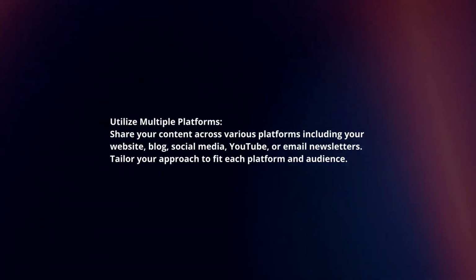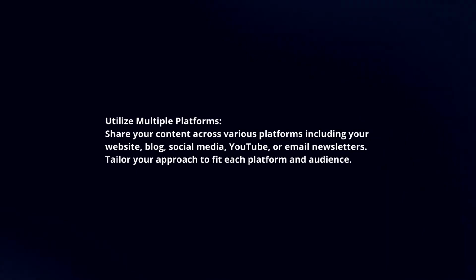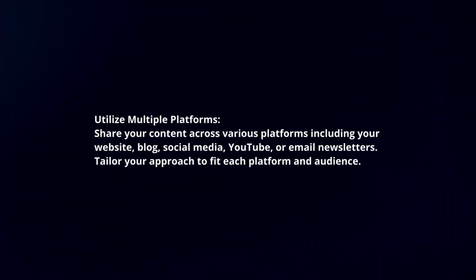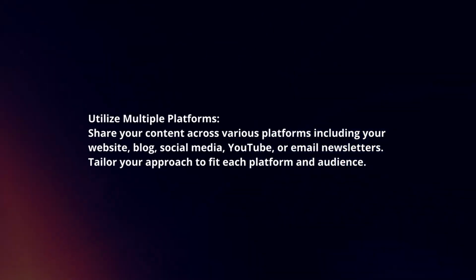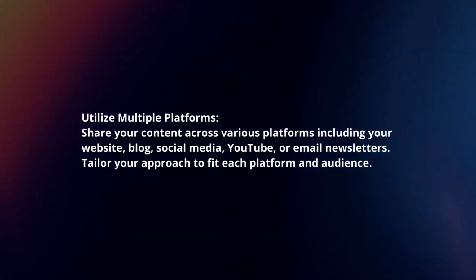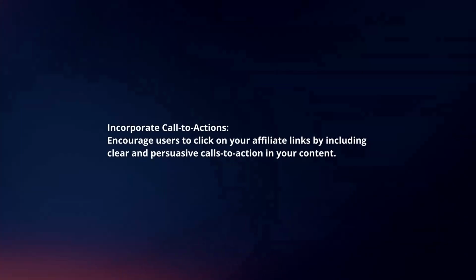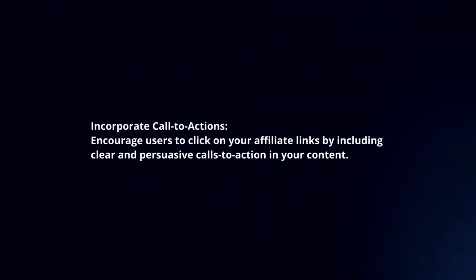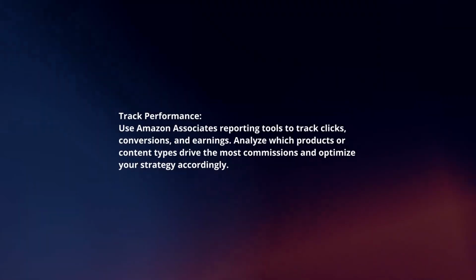Utilize multiple platforms. Share your content across various platforms including your website, blog, social media, YouTube, or email newsletters. Tailor your approach to fit each platform and audience. Incorporate call to actions. Encourage users to click on your affiliate links by including clear and persuasive calls to action in your content. Track performance.